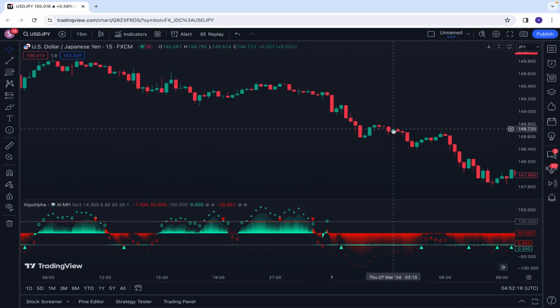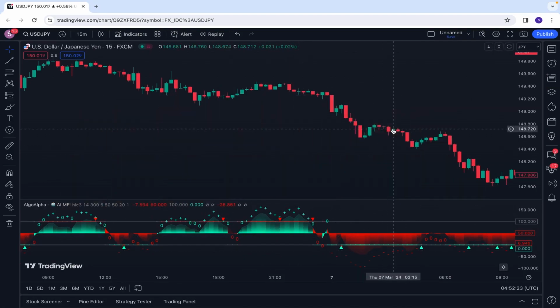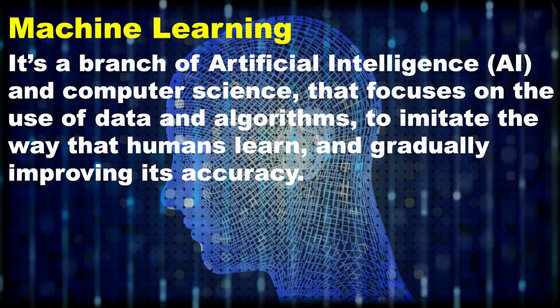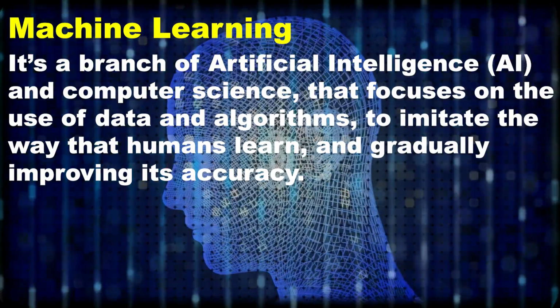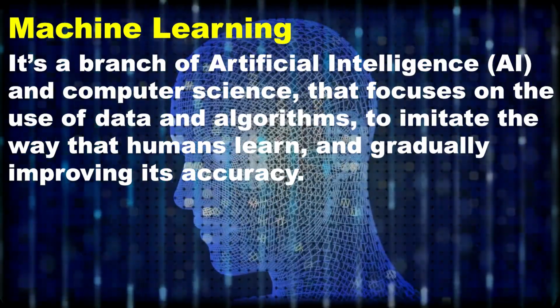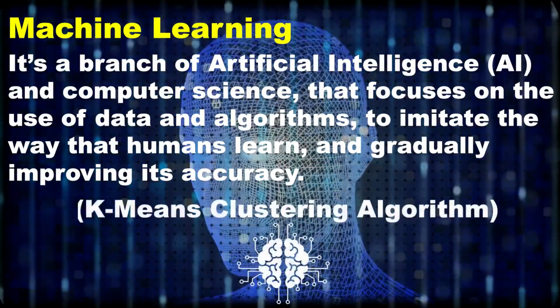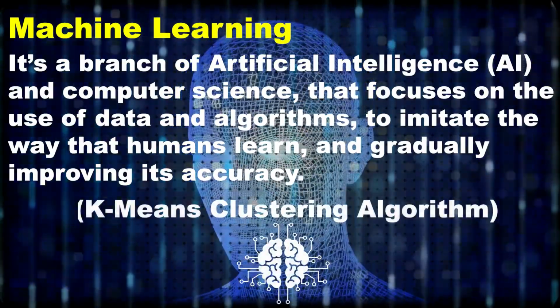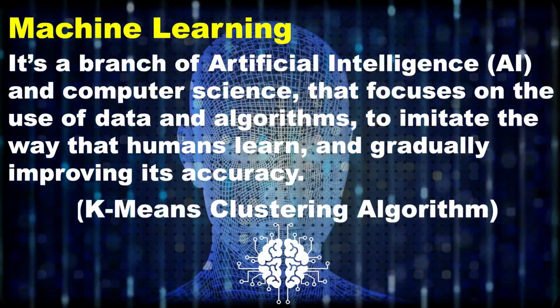This indicator is built based on a machine learning algorithm. In case you don't know what machine learning is, it's a branch of artificial intelligence and computer science that focuses on the use of data and algorithms to imitate the way that humans learn, gradually improving its accuracy. This indicator uses a special algorithm called k-means clustering, and by combining it with traditional Money Flow Index analysis, it makes it adaptive to the market condition.